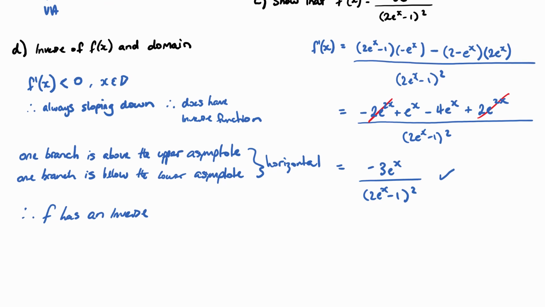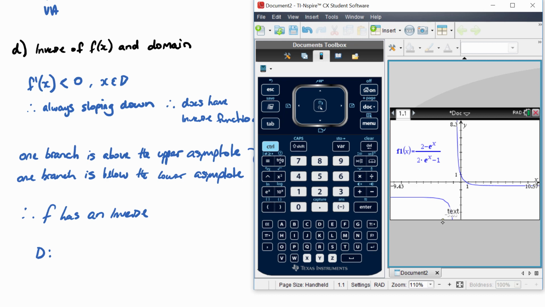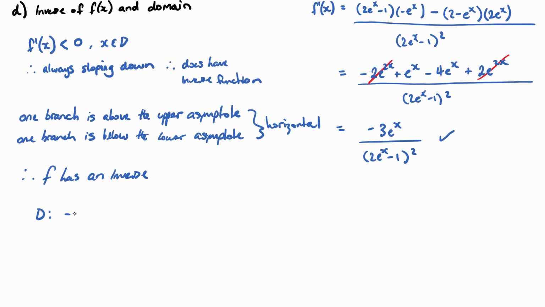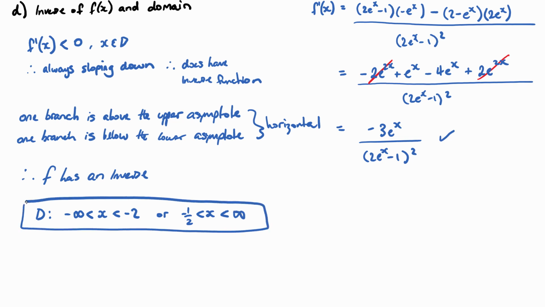Now the domain, that's what it asked for, state its domain. The domain will just be the range of the original function, and the range will be when it was less than negative 2 and greater than negative a half. So we're going to need to write that in terms of x now because it's the domain. It's going to be negative infinity less than x less than negative 2, or x greater than negative a half and less than infinity. So this will be the domain of the inverse function.